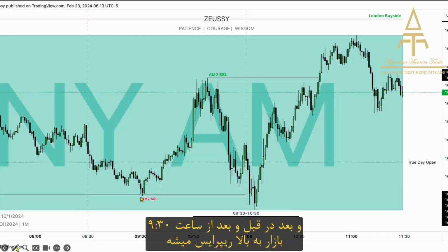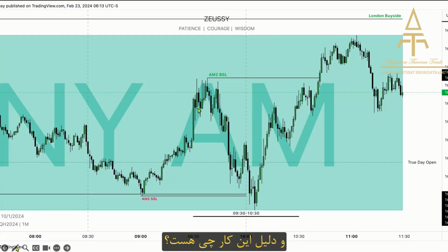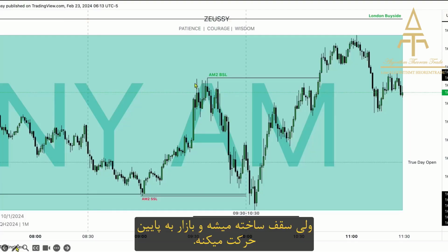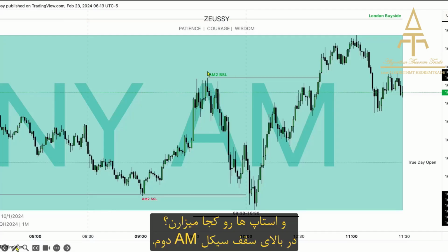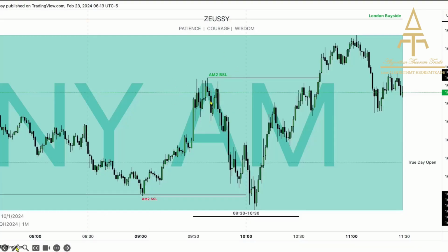We then see that the market gets repriced higher. At 9:30, the market gets repriced higher again. What's the function of that repricing higher? It traps people into believing that we're going to go for longs during the morning session. What occurs is that a high forms, market then runs lower. Those people that were just long think, okay, it's now going to go short. Let's go short. Where do they place their stop losses? Above the high of the second AM cycle.